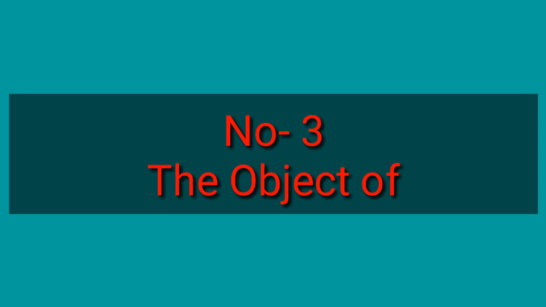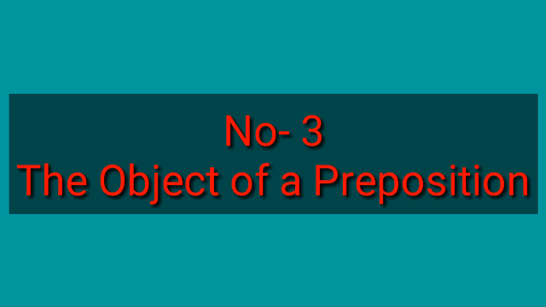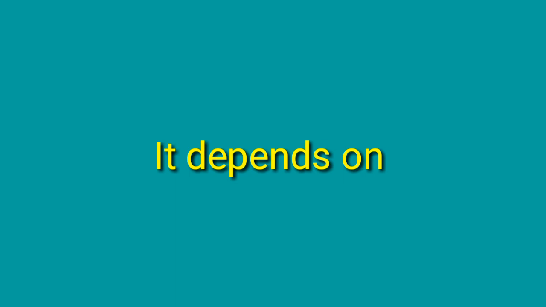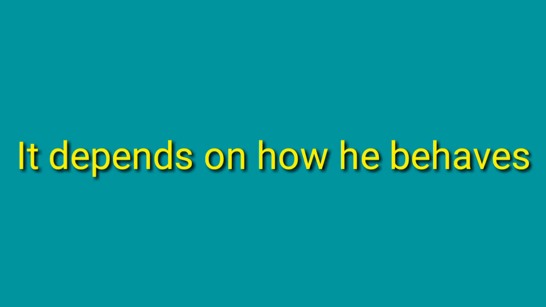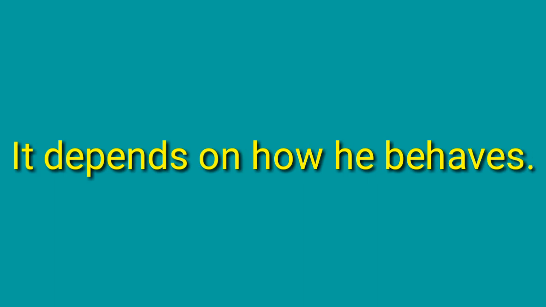Number 3, the object of a preposition. This clause will be used in the sentence after a preposition, as an object of the preposition. For example, it depends on how he behaves. Here the clause how he behaves has been used after the preposition as an object of the preposition on. So it is identified as a noun clause formed as the object of a preposition.